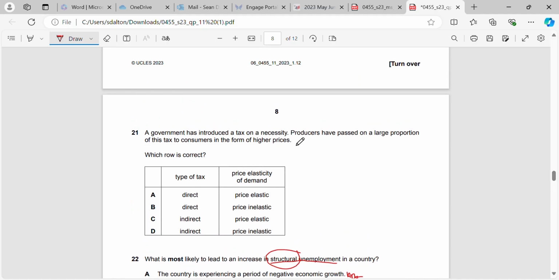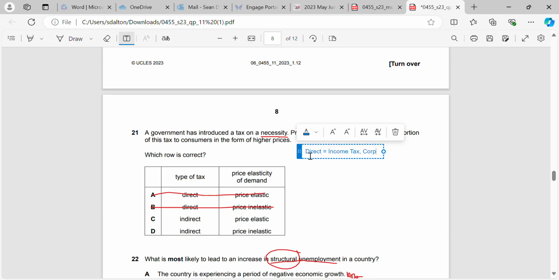Okay, question 21. A government has introduced a tax on a necessity. Producers have passed on a large proportion of this tax to consumers in the form of higher prices. Which row is correct? So, first of all, if a government puts a tax on a necessity, it cannot be a direct tax. Direct taxes are, I'll just put it here in writing, income tax, corporation tax. Indirect taxes are taxes on products. Doesn't matter if it's a necessity or not, that's indirect.